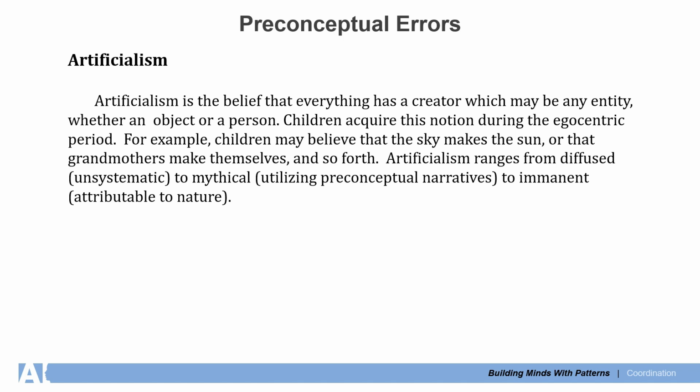Artificialism is the belief that everything has a creator, which may be any entity, whether an object or a person. Children acquire this notion during the egocentric period. For example, children may believe that the sky makes the sun, or that grandmothers make themselves, and so forth. Artificialism ranges from diffused or unsystematic to mythical, utilizing preconceptual narratives, to immanent, attributable to nature.